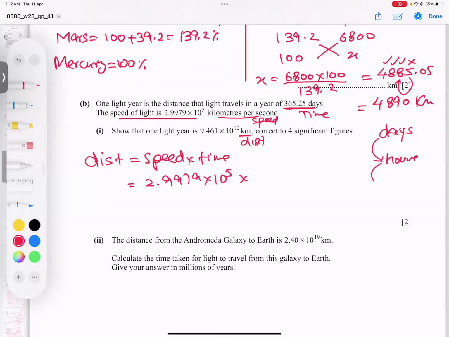In hours, how many minutes? In minutes, how many seconds? I believe you got my point. So times 24 here, times 60 here, times 60 here. So this story, I think, is very clear.